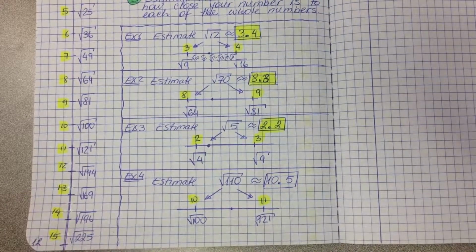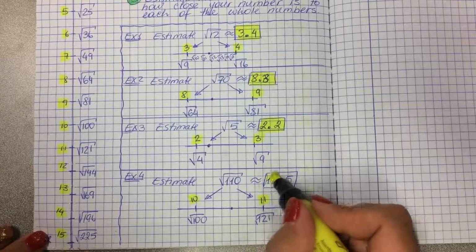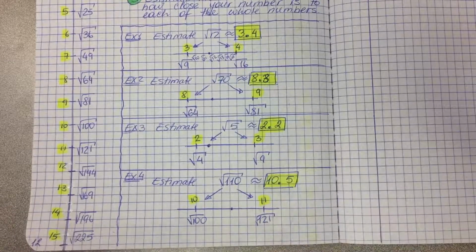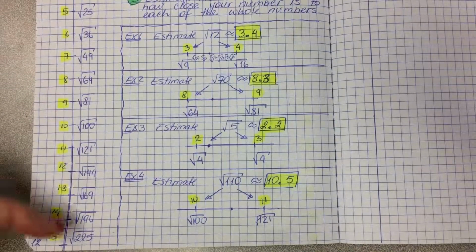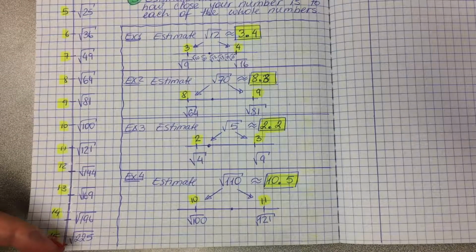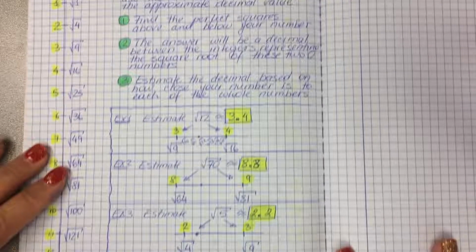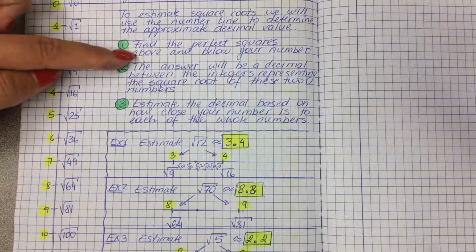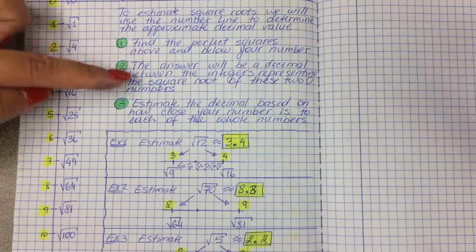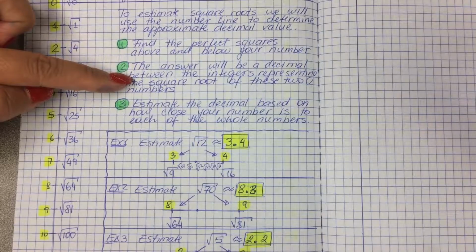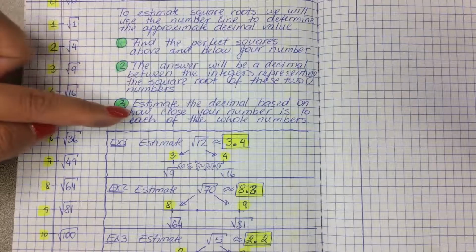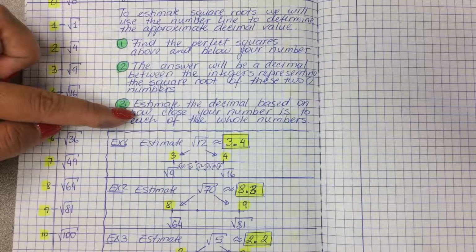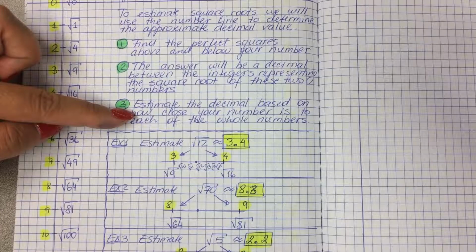Close enough. So in order to estimate the square roots that are not perfect squares, the number line is your best tool. The steps are: find the closest perfect squares. Those will be the integers that the decimal answer will be in between. And to estimate the decimal value, look at which integer is closer.